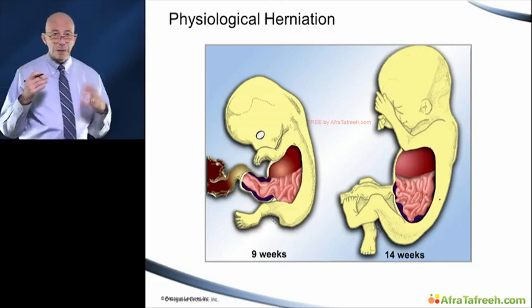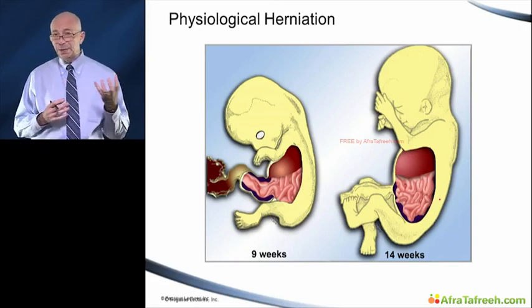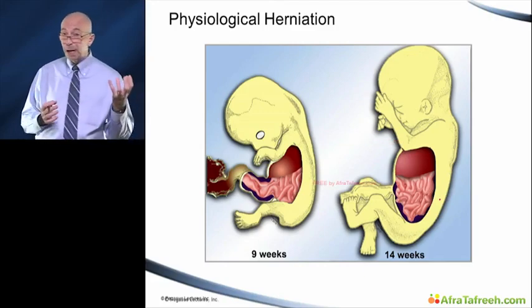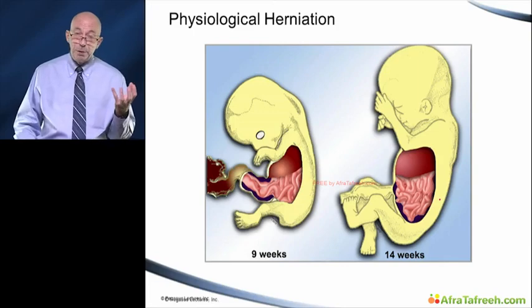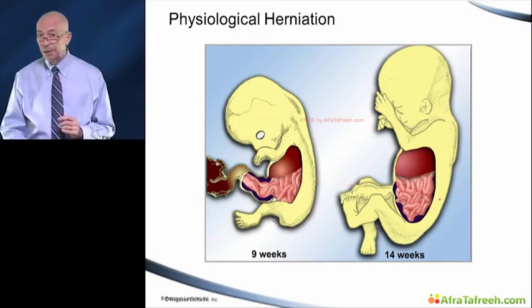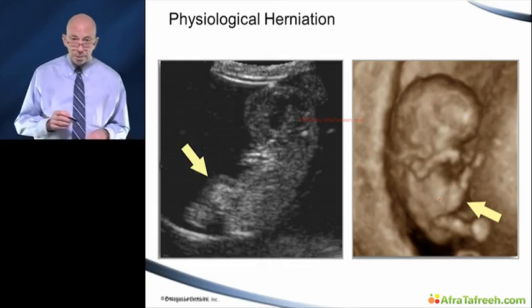This is important because with high-resolution ultrasound, it is possible up to 12 weeks to see this midgut herniation. It's imperative that early on this not be confused with an anomalous herniation called omphalocele that will be seen later in pregnancy. So again, early on it's normal to see this.